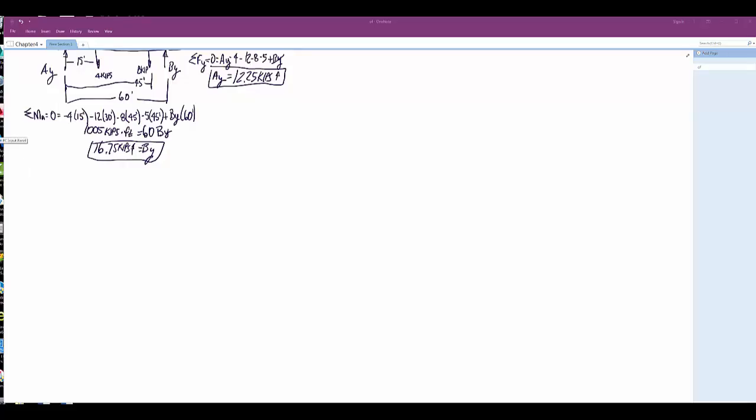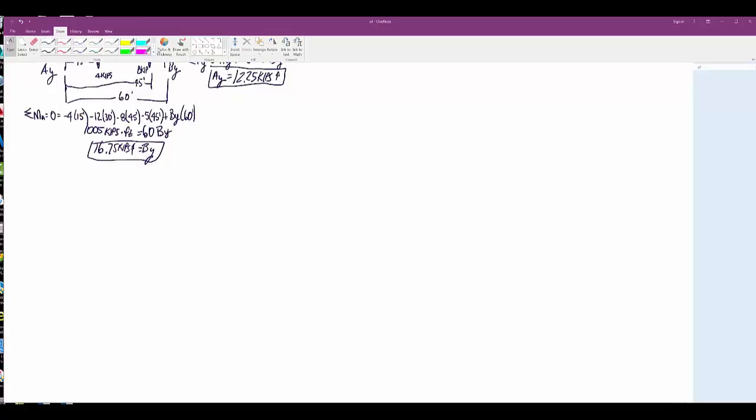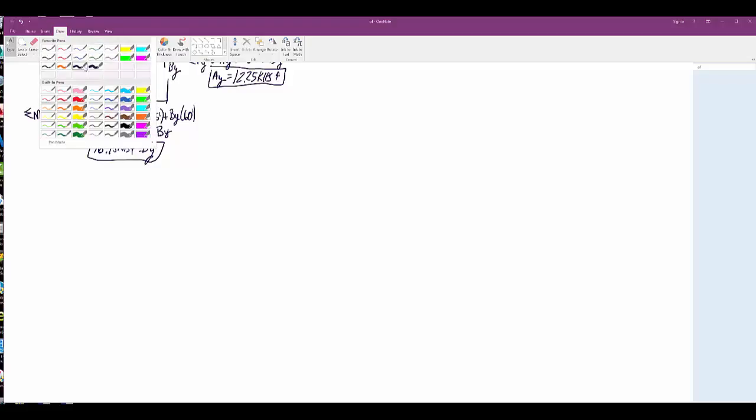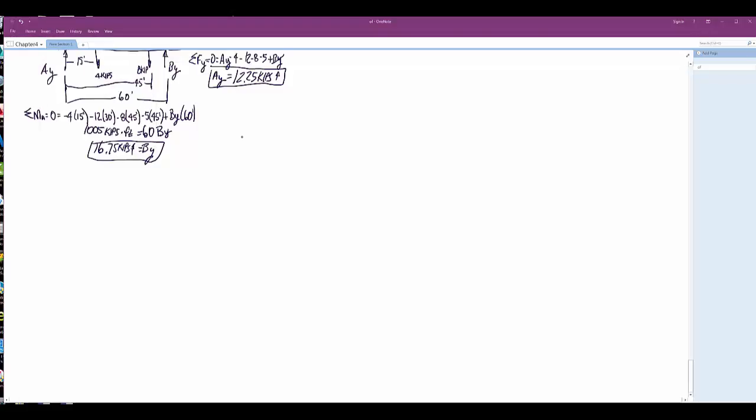Here we're going to do problem 418. Go back up here and do that problem. So 418, the first thing we're going to do is draw a free body diagram. And that is a beam.